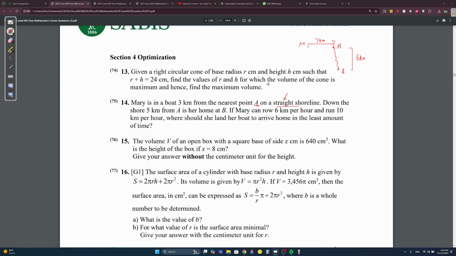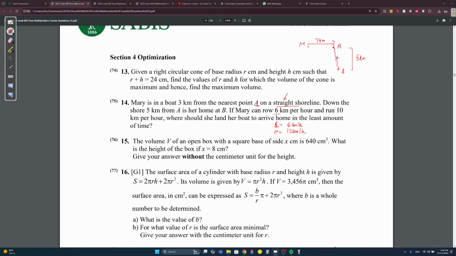Basically, they're saying she rows at 6 kilometers per hour. So the speed of her rowing is 6 kilometers per hour, let's put R. And the speed of her running, after she reaches the land, a small r, is going to be 10 kilometers per hour. So where should she land her boat, somewhere here, so that she can reach B the fastest? She should land her boat at a point in between A and B where she would reach B the fastest.